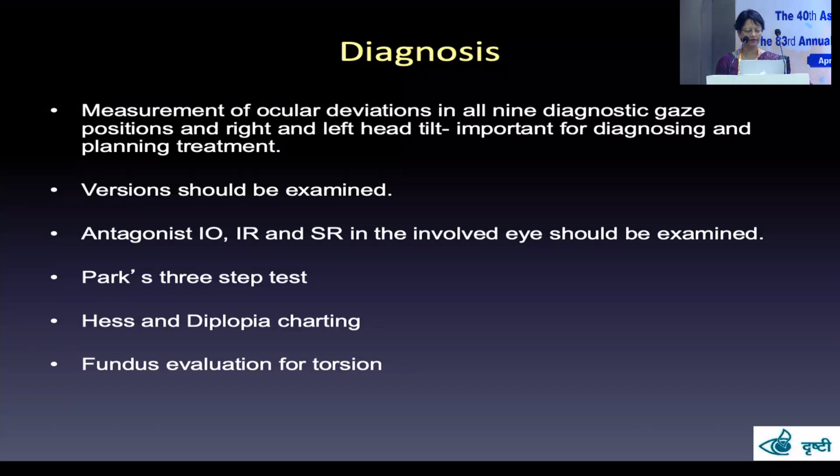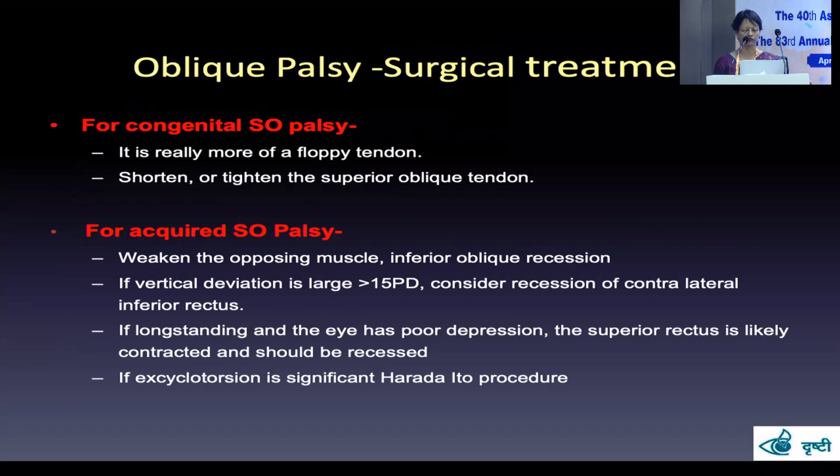Versions should be examined. Antagonists like inferior oblique, inferior rectus, and superior rectus in the involved eye should be examined. Park's 3-step test is important, though it is applicable in only about 50 to 70% of cases, or the sensitivity is 50 to 70%. Hess and diplopia charting and fundus evaluation for torsion are the things we look for.